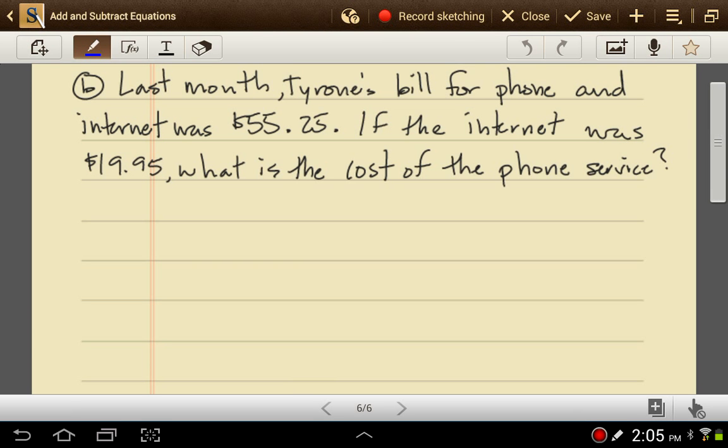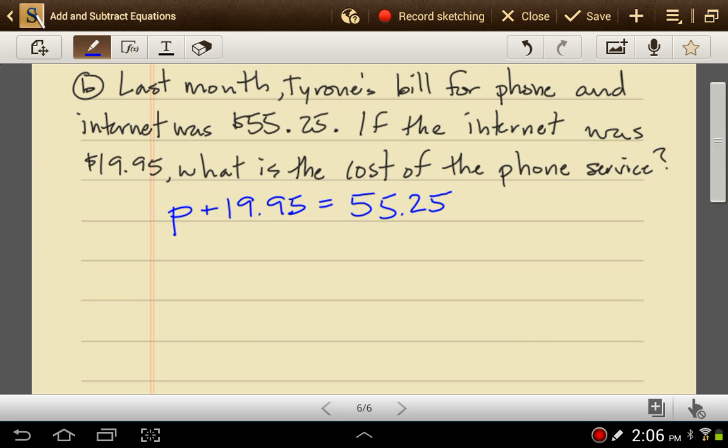Okay, in our next example, we have last month, Tyrone's bill for phone and internet was $55.25. If the internet was $19.95, what is the cost of the phone service? Again, the parts equaling the whole. Doesn't matter which way I do it, but I like to do the variable first. So I'm going to do the phone service first. So I'm going to do P plus $19.95 equals, and then my total cost of my bill was $55.25.